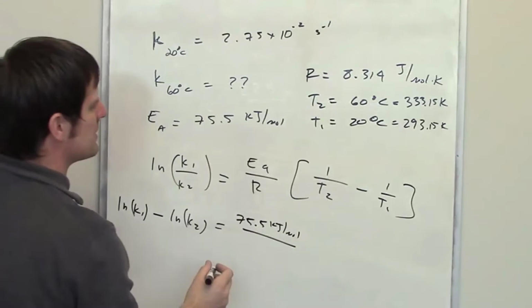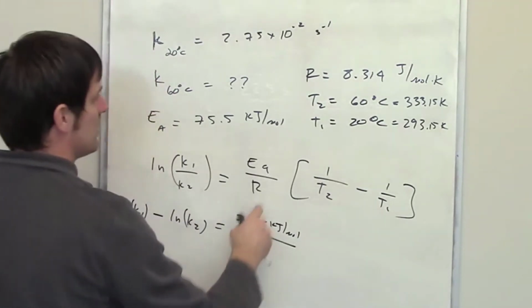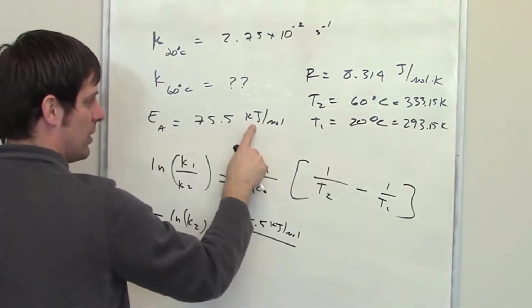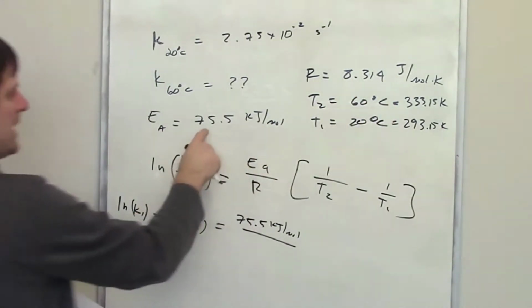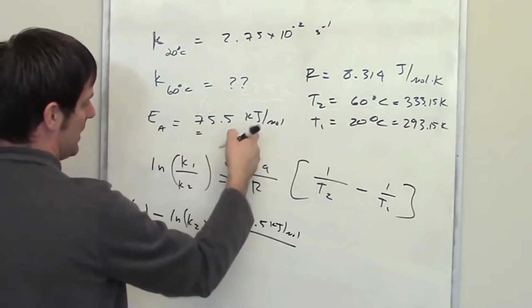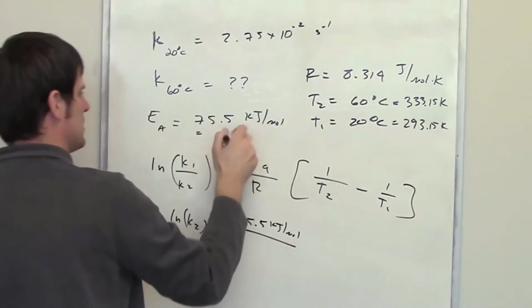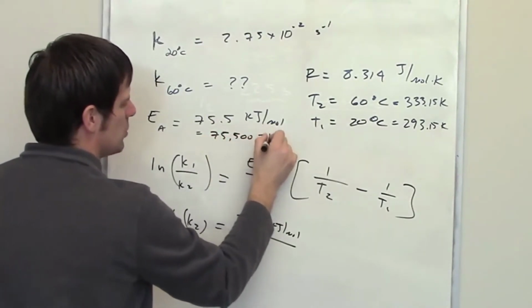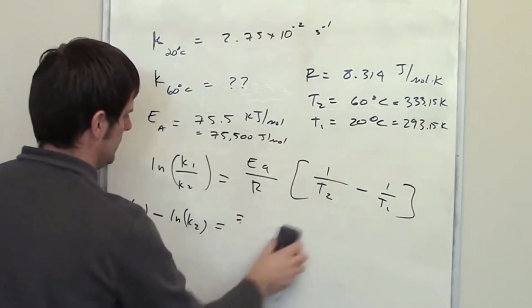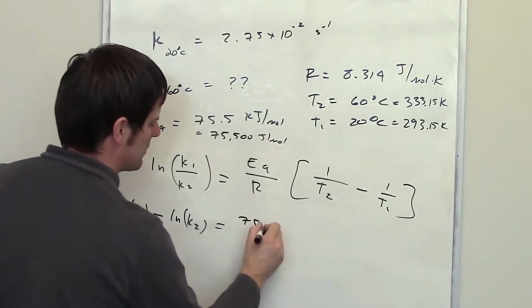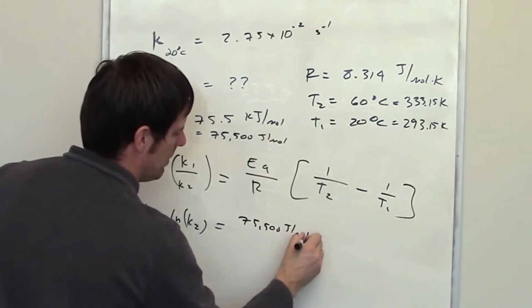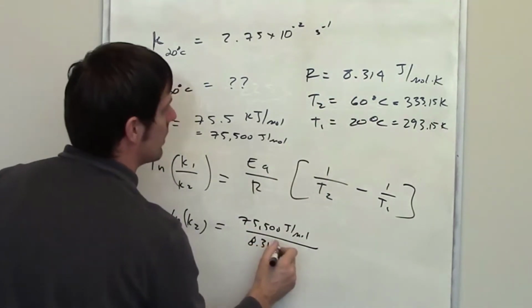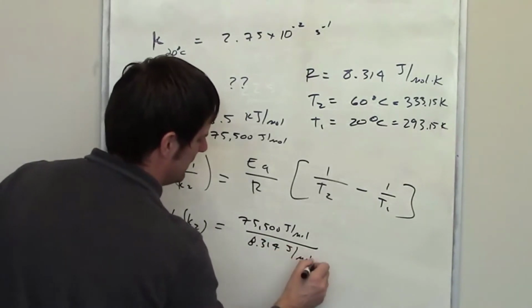My ideal gas constant, and in order to make my units match, because I've got joules over here for R and I've got kilojoules over here, I need my units to match. So I'm going to have to change this to joules instead of kilojoules, or I could go vice versa, but I think it'd be easier this way. If I take this, multiply it by 1,000, that's 75,500 joules per mole, and hopefully we're okay with that. So I'm going to go ahead and do that. 75,500 joules per mole. I'll divide that by the ideal gas constant, 8.314 joules per mole Kelvin.